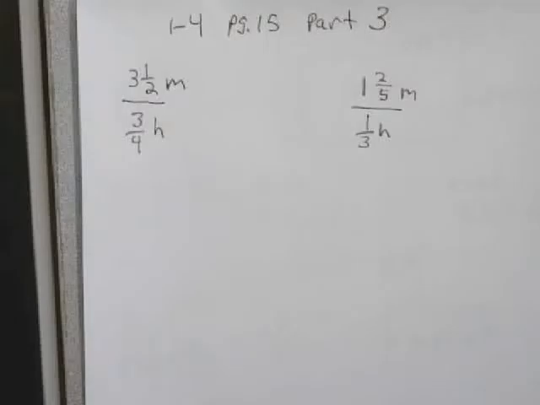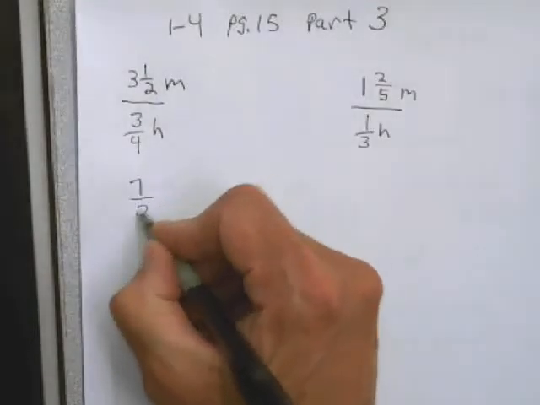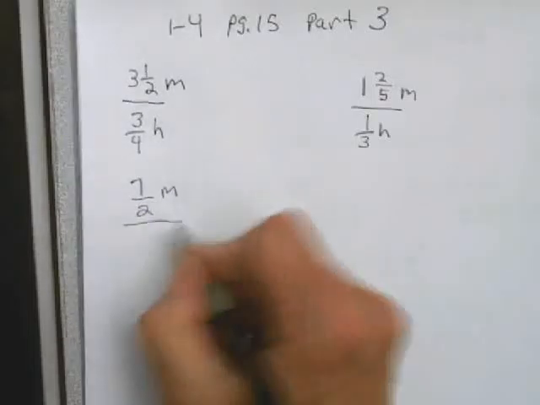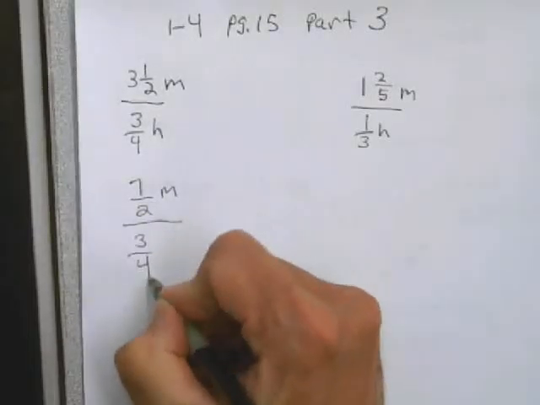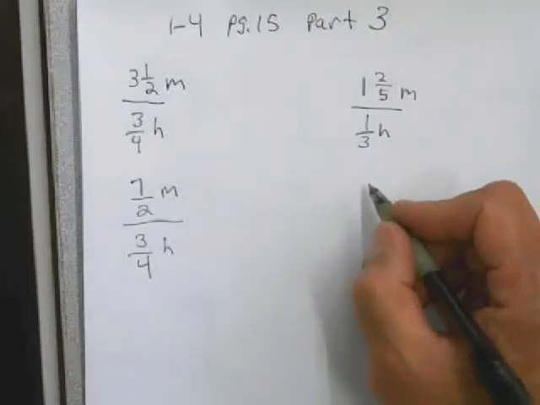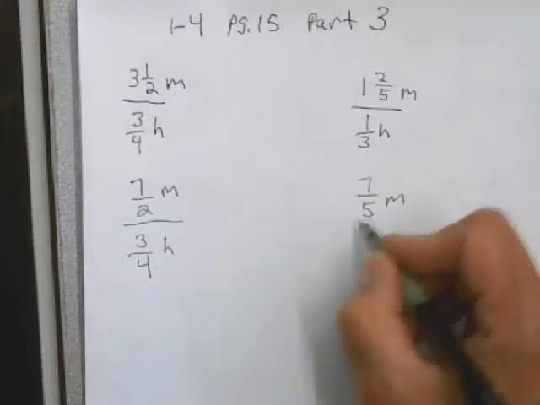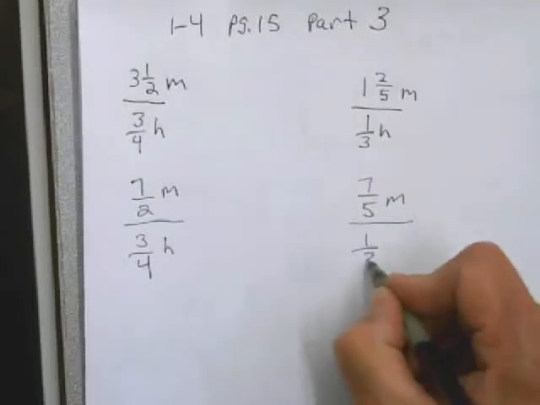So first thing we're going to do is convert both of these mixed numbers into improper fractions, which means that I'm going to have 2 multiplied by 3 plus 1 is 7/2 miles in 3/4 of an hour. And to that I'm going to have 5 multiplied by 1 is 5 plus 2 is 7, 7/5 of a mile in 1/3 of an hour.